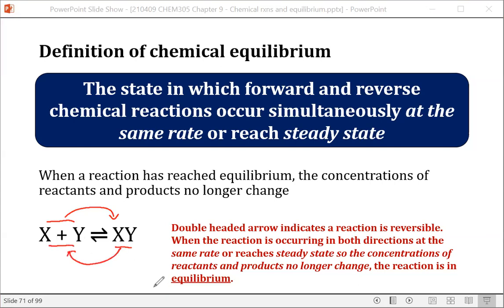If every time X plus Y, your reactants, convert into products, you also get the products reverting back into reactants, even though this process is happening all the time at the molecular level, overall your concentration of products and your concentration of each of your reactants won't appear to change, because every time some reactant converts to product, some product is also going to convert back to reactant.